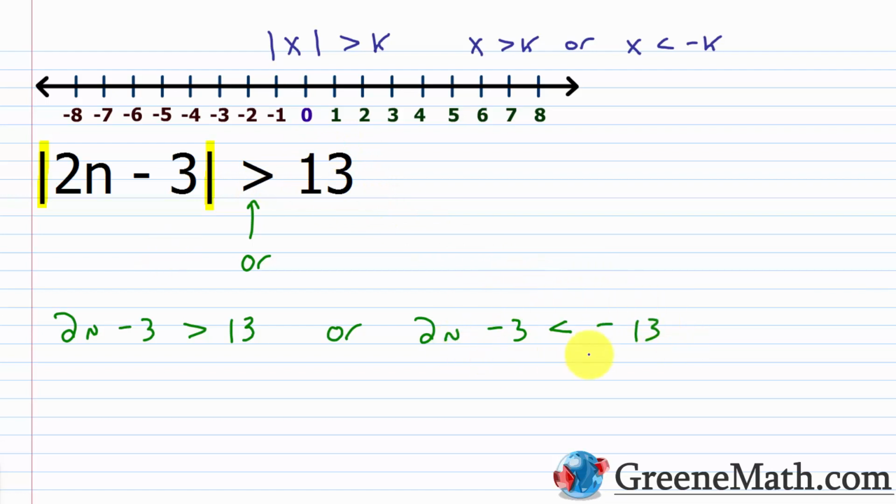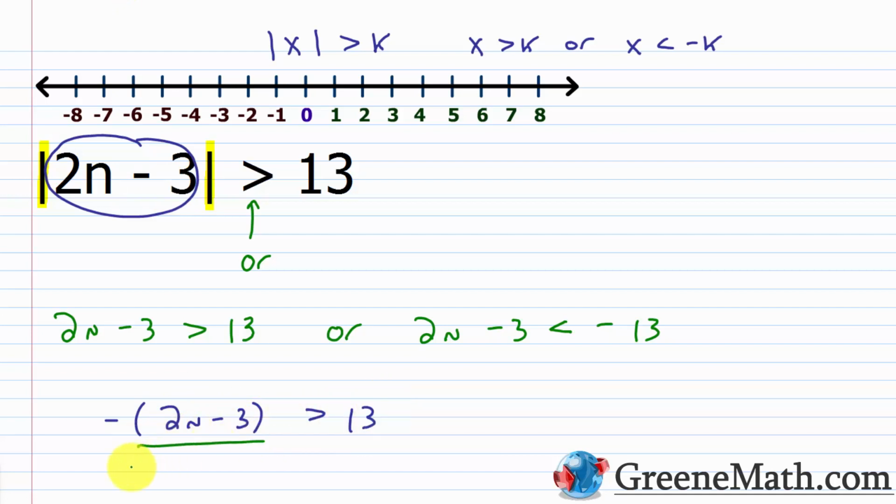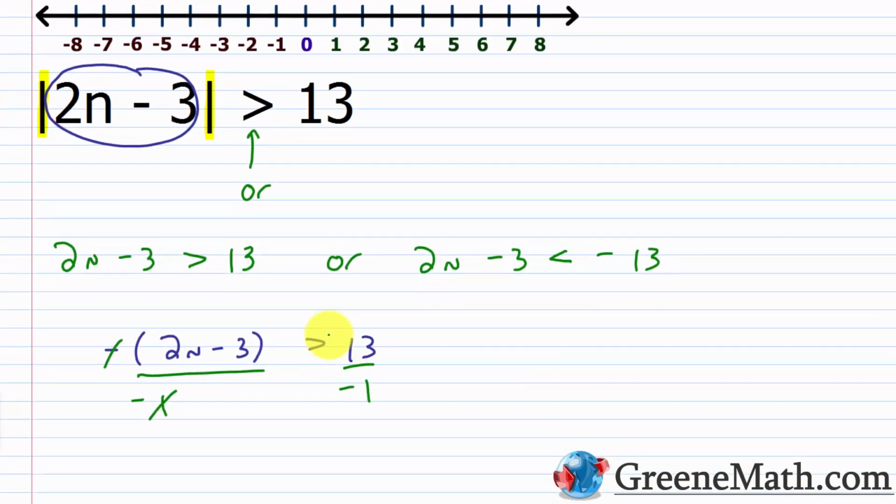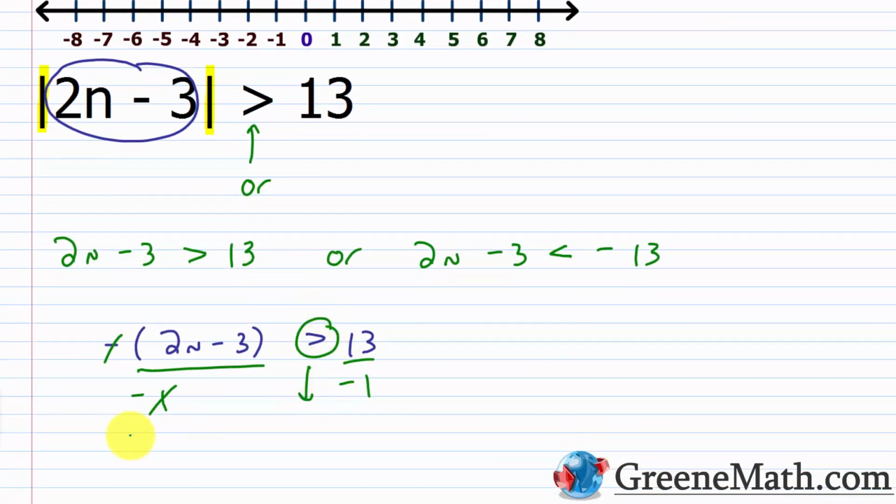And again, where this comes from, if I took the negative of this whole expression, 2n minus 3 is greater than 13. What I can do is divide each side by -1, and I can cancel this. Divide this by -1, but this gets flipped. So you get 2n minus 3, which is this. Flip the sign. Okay, that's why we flip here. And then we make this negative. So this is -13. So again, that's where this is coming from.